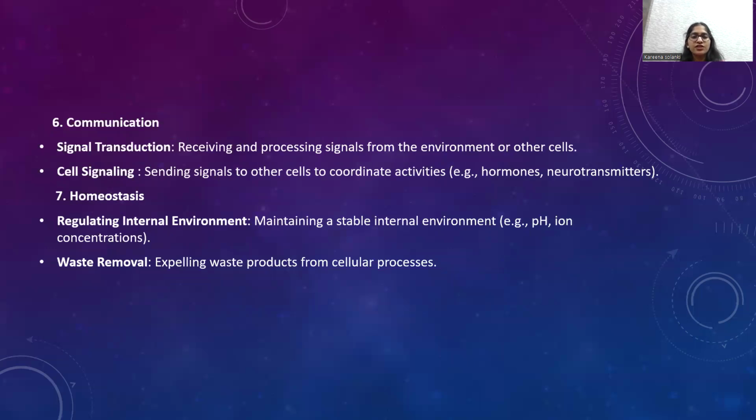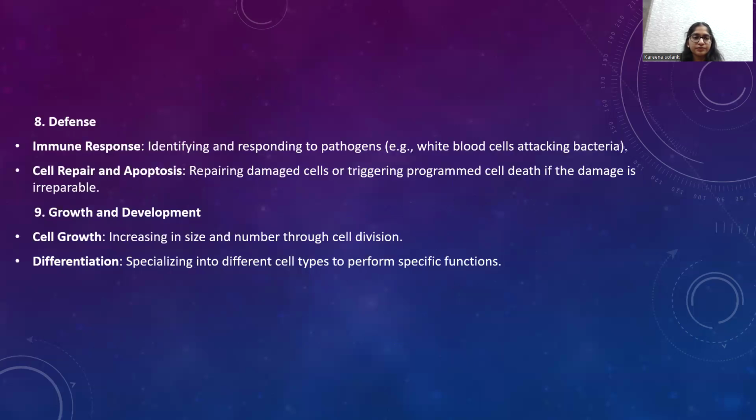Communication, signal transduction, receiving and processing signals from the environment or other cells. Cell signaling, sending signals to the other cells to coordinate activities, example, hormones and neurotransmitters. Homeostasis, regulating internal environment. It is maintaining a stable internal environment, for example, pH and ion concentrations. Waste removal, expelling waste products from cellular processes.